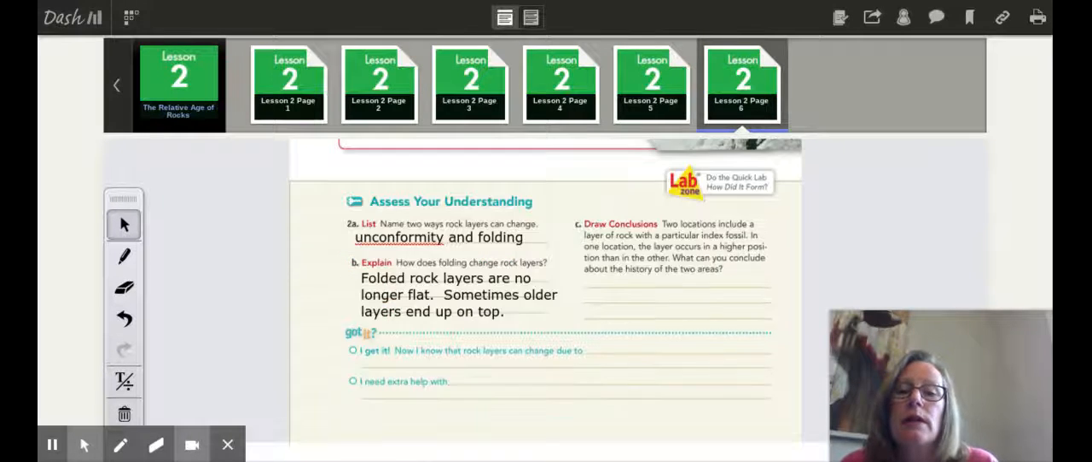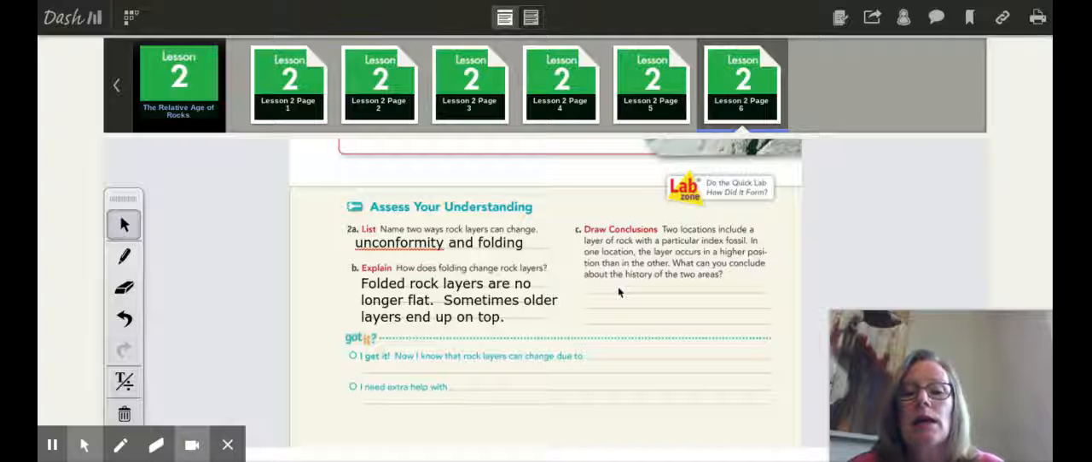And now if you're assessing your understanding, name 2 ways rock layers can change: unconformity and also folding. And then, how does the folding change rock layers? Folded rock layers are no longer flat, and sometimes older layers can end up on top. And then on to C, draw conclusions.